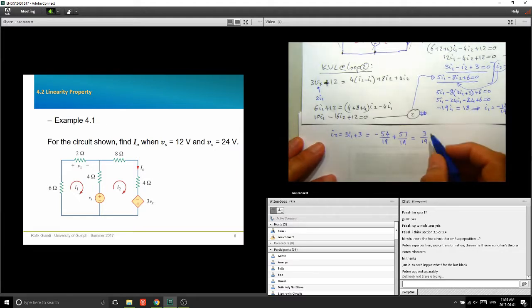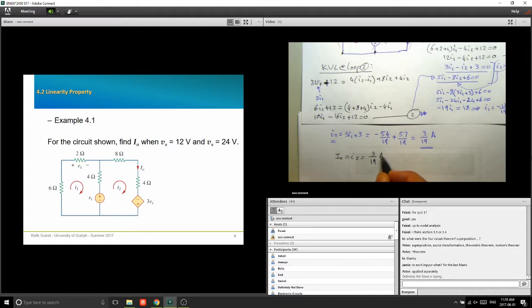Okay. So in the book, they're doing it in terms of VS, and then they are substituting for VS, and they end up getting a value of I naught equals 12 over 76, which is the same thing, right? Okay. So we have a value for I naught when VS equals 12 volts.